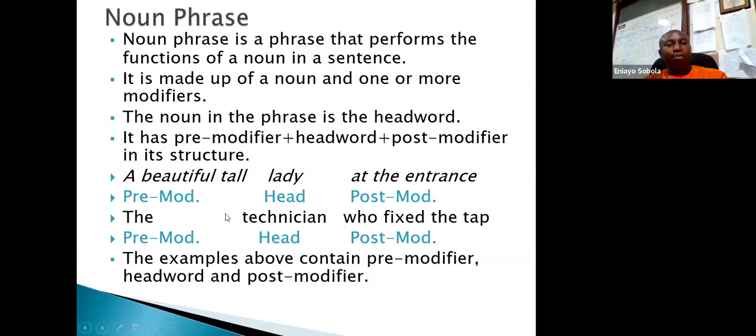So looking at another example, the technician who fixed the tap. The is a pre-modifier. Technician is the noun head that gives that noun the name noun phrase. Who fixed the tap is a post modifier. If you look at it critically, you realize that this is a clause, and that clause functions as a post modifier in a noun phrase. So in the example we have a pre-modifier, head word, and a post modifier.